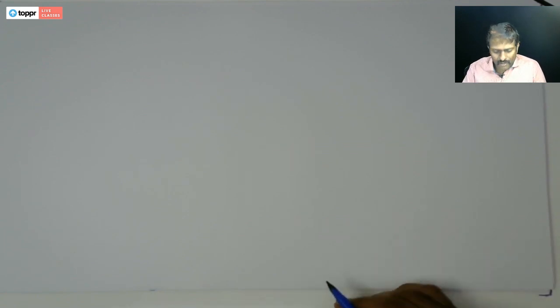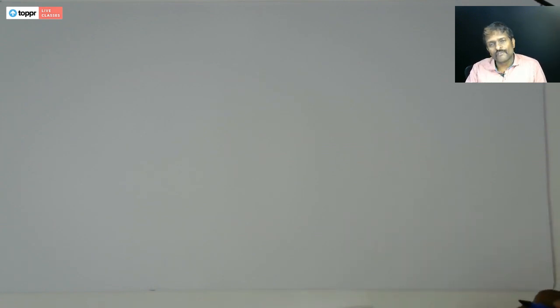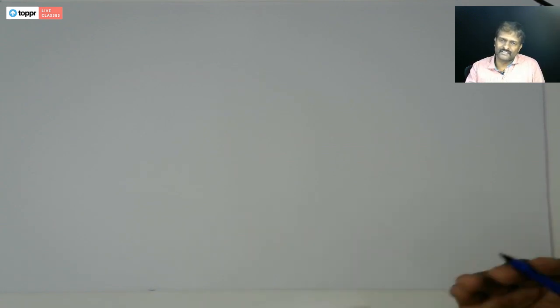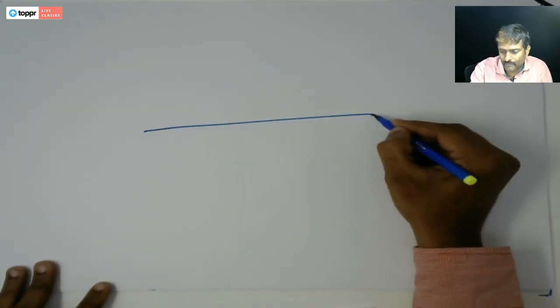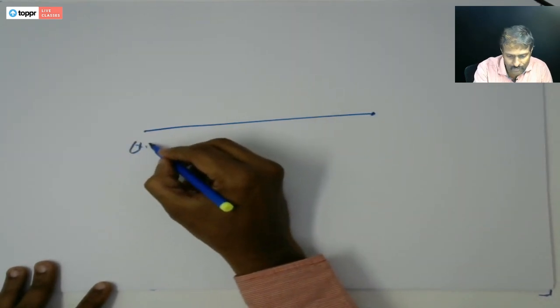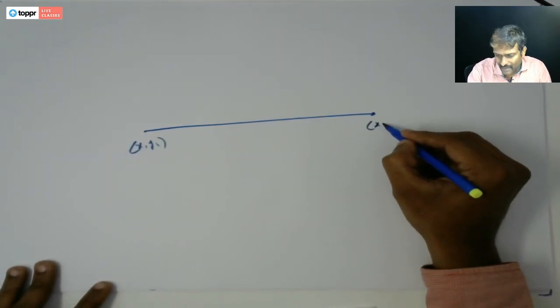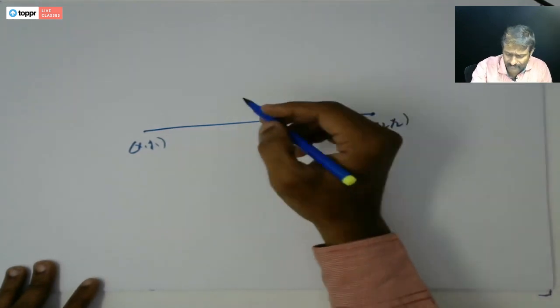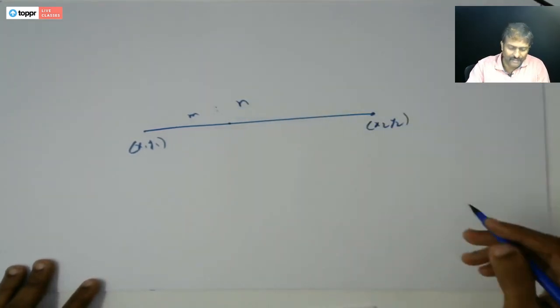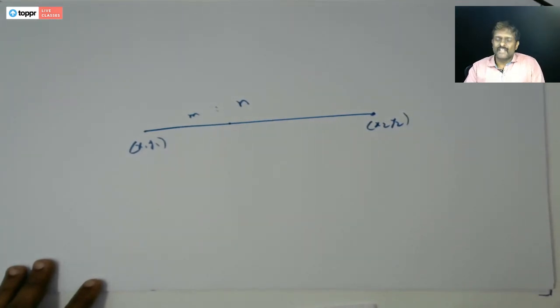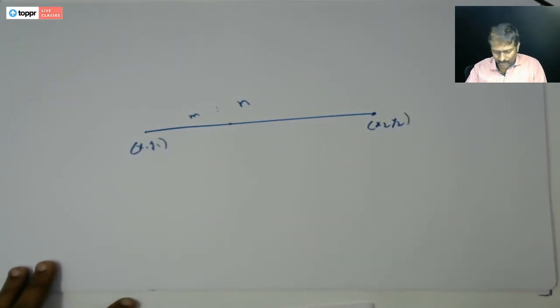Yeah, I have got a question from one of you saying, what would be the formula to find out a point which intersects the circle internally and externally when you have a line joining 2 points, say (x1, y1) and (x2, y2), and if it is intersecting in the ratio m is to n internally, then what is the formula for it?